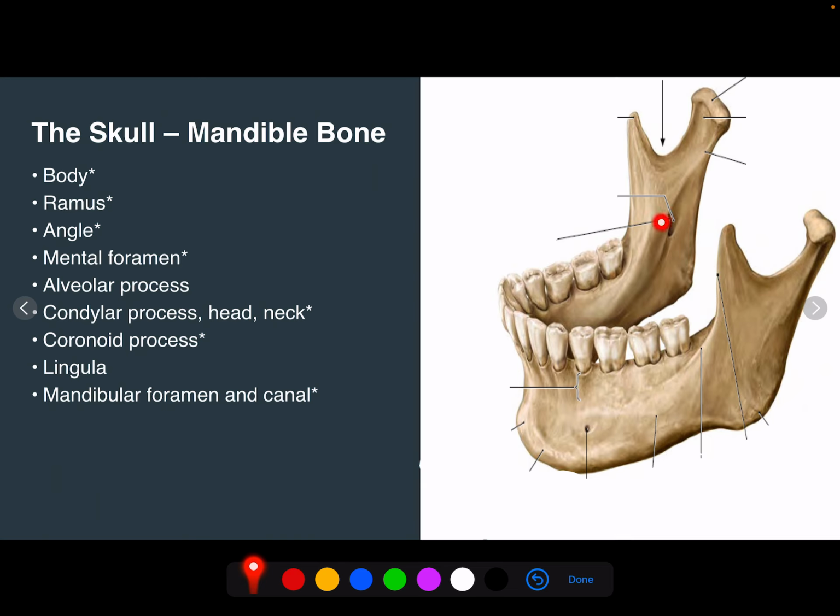And this is kind of what guards the mandibular foramen or canal, which is right here. Okay. So the mandibular canal or mandibular foramen is this opening on the medial ramus that transmits nerves and vessels through the mandible.